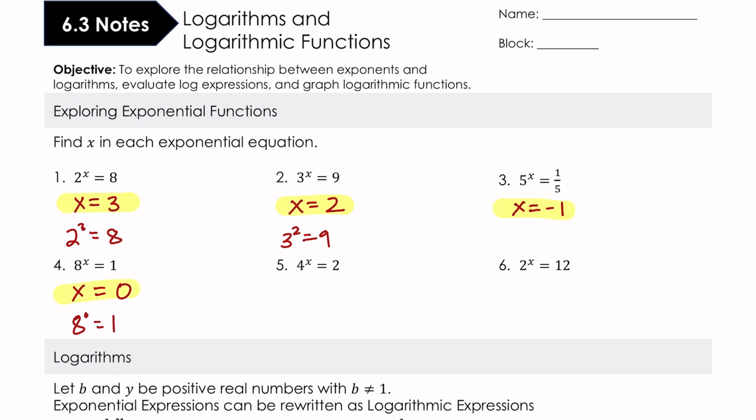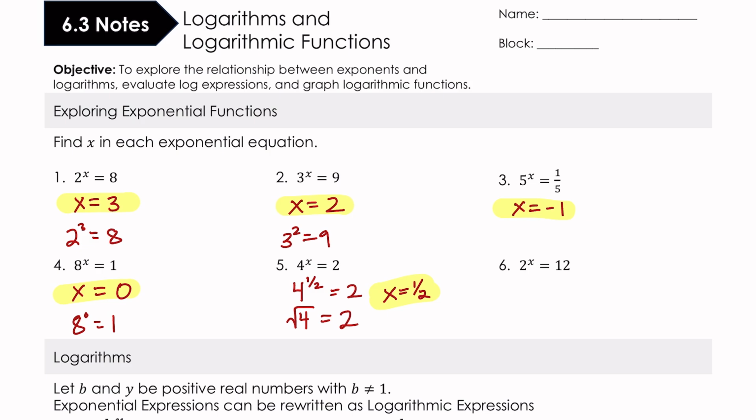So x is 0. All right, number five is a little tricky. 4 to what power equals 2? It's harder to go from a big number to a smaller number like that. But in order to do that, it's 4 to the 1/2 equals 2, because remember, 1/2 power is the same as the square root of 4. So that equals 2. So my x is 1/2. When we're going from something big to something small, we're usually doing it with a fractional power.